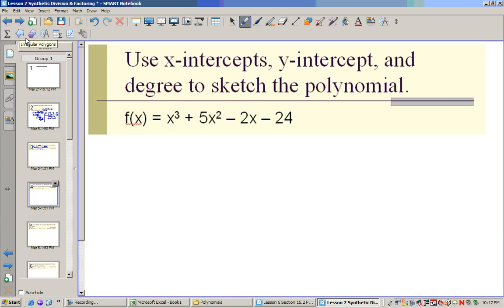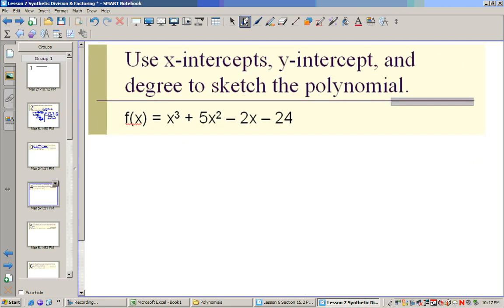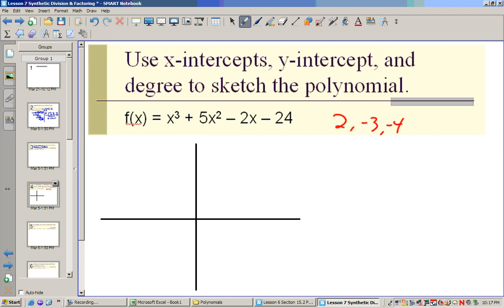Now, use that to sketch the polynomial. So we have a few different values here. Now, if I want to sketch the polynomial, we know this crosses at 2, negative 3, and negative 4 on the x-axis. So 2, negative 3, and negative 4. We know this has a positive leading coefficient. And it's odd, so it should trend in this general manner.